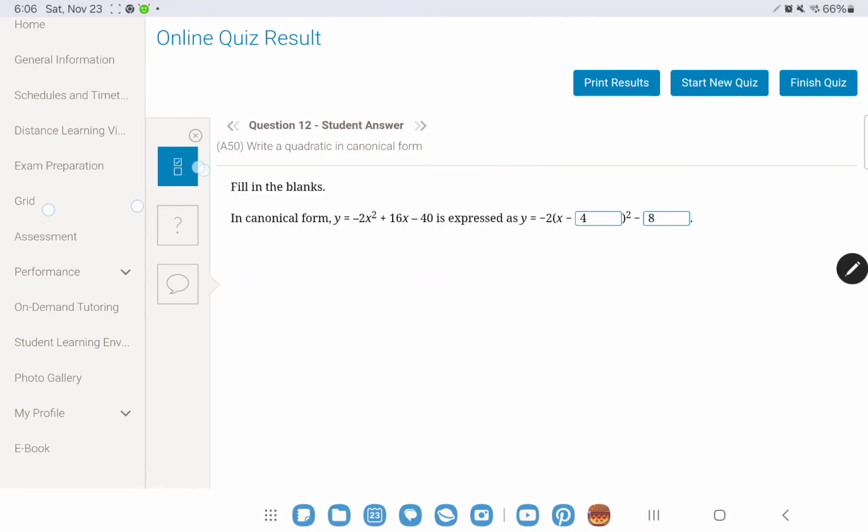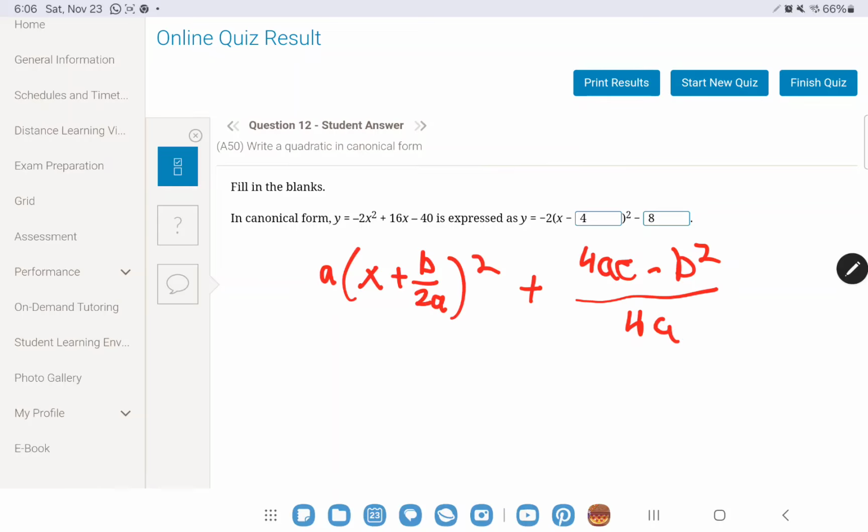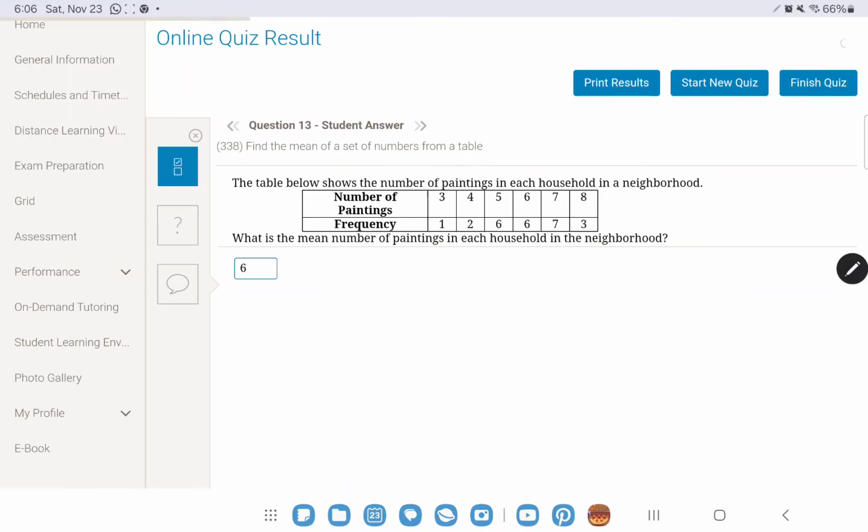In canonical form, again. It's the same formula. A into x plus b over 2a squared plus 4ac minus b squared over 4a. You put all the numbers in, like I showed you in the first question. You're guaranteed 100% you're gonna get the answer. Now let's move on.